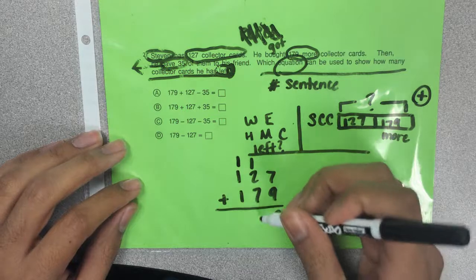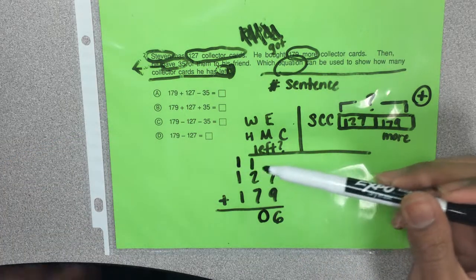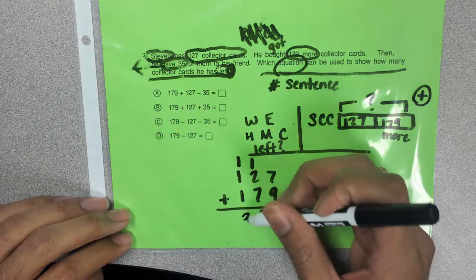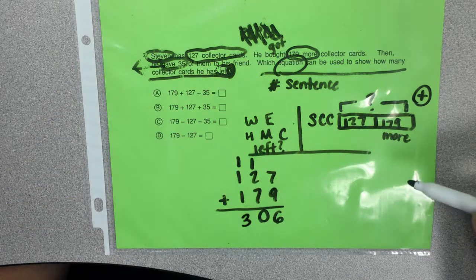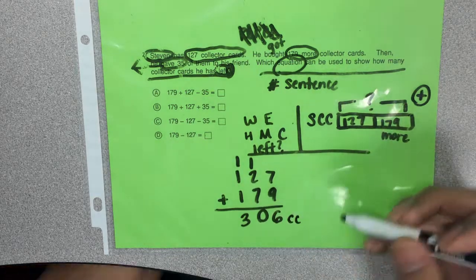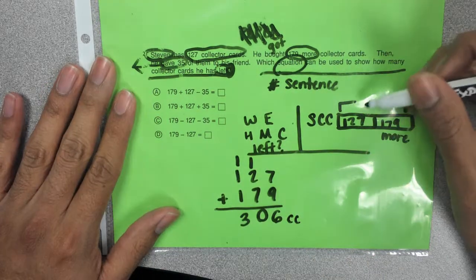Let's regroup that. 1 and 1 make 2, and 1 more make 3. So that's 306. That's 306 total collector cards that he has. So I need to put that where my question mark is.